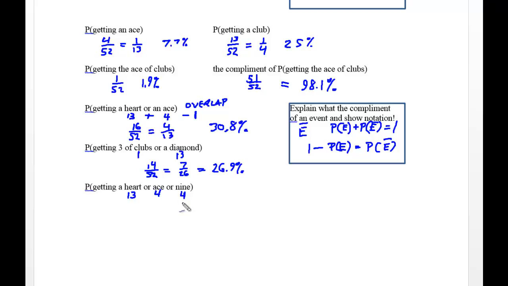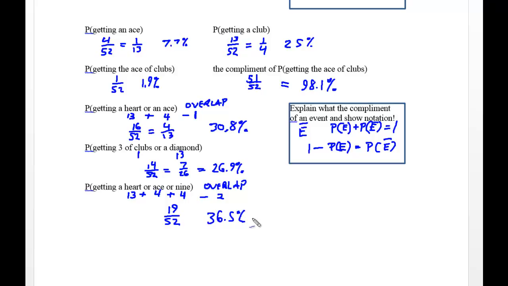But what you have to consider is that if you count all 13 hearts, you are counting an ace and a 9 of hearts. So your overlap in this case, or your intersection of A, B, and C here, is going to be 2. Because in thinking of your hearts, you're already counting the ace of hearts and the 9 of hearts. So your overlap is 2. So it's 13 plus 4 plus 4 minus 2, or 13 plus 4 plus 2, and that's going to be a total of 19 over 52. That fraction isn't reducible, and the percentage is 36.5%.